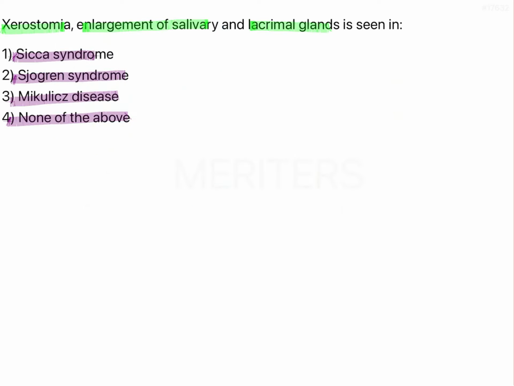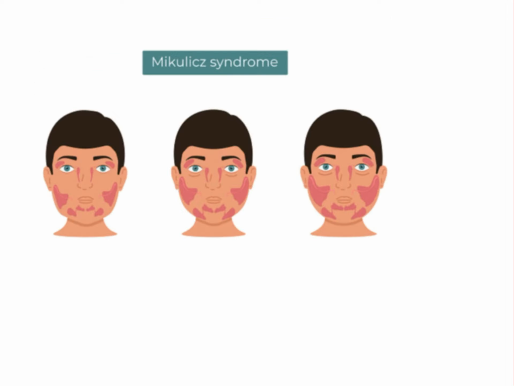Now, the third option here is Mikulicz's disease. What is Mikulicz's disease? It is a chronic salivary gland condition that causes enlargement of the salivary and lacrimal glands. There is xerostomia initially that causes difficulty in swallowing, and there is tooth decay. The salivary and lacrimal glands are very enlarged and highly visible. As you can see in the image, there is a progression of enlargement of salivary and lacrimal glands.